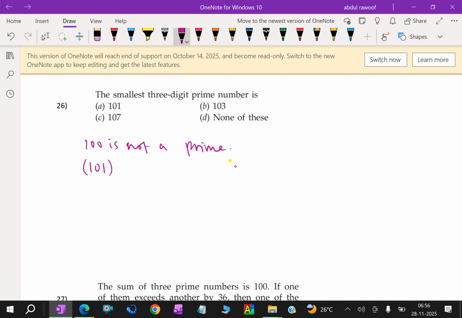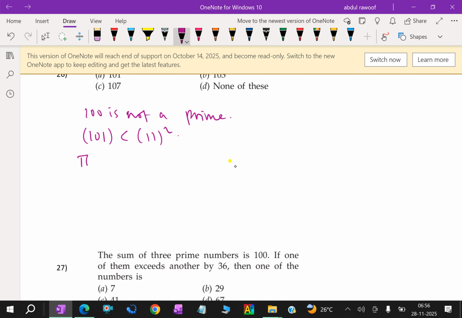101 is lesser than 11 square. The prime numbers less than 11 are 2, 3, 5, 7. 8 is not a prime, 9 is not a prime, 10 is not a prime, 11. So these are the prime numbers less than 11.